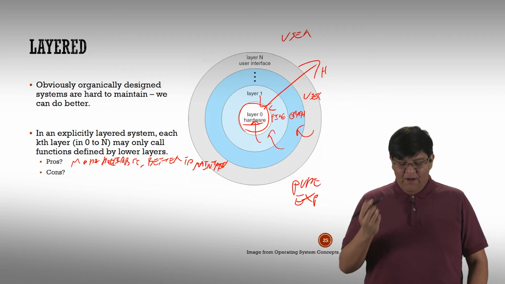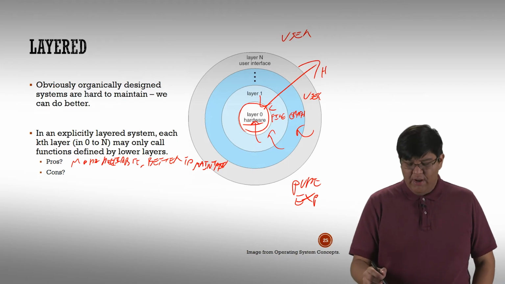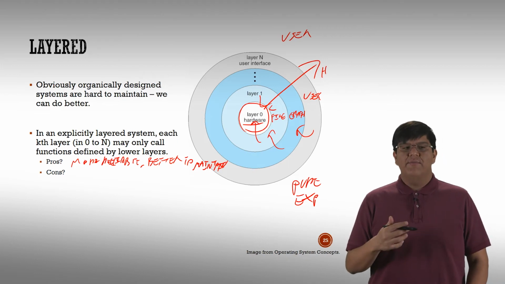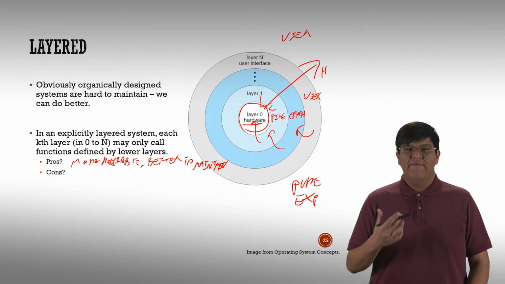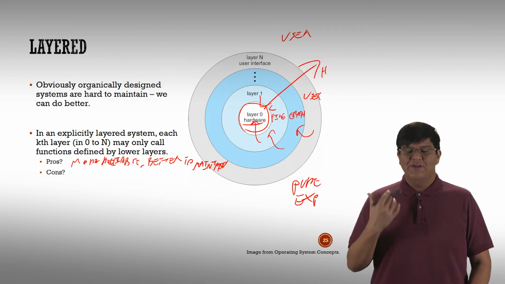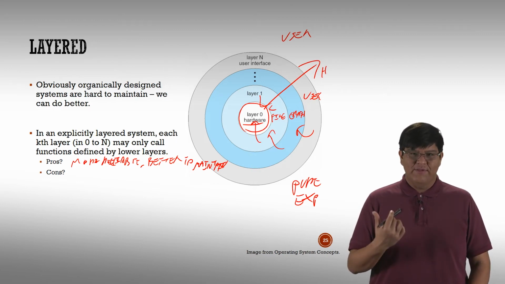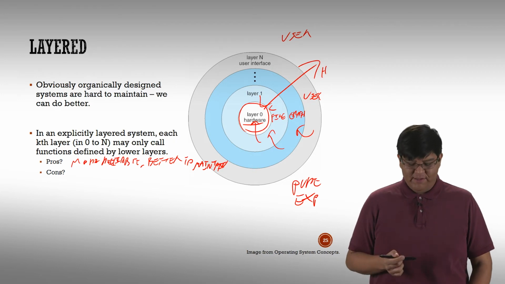Say more reliable. Obviously, if every layer isn't allowed to call every other layer, then it's more likely that I'm not going to call something that I shouldn't. If I'm already restricted in who I can talk to, I shouldn't be calling something that will run some system call that'll break everything in my system.